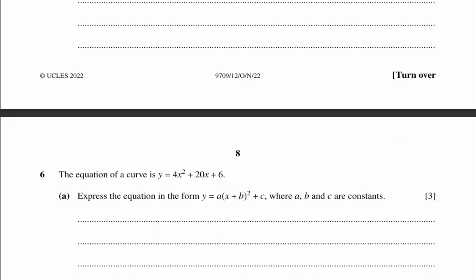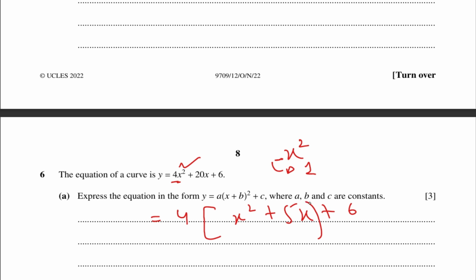The next question is, the equation of a curve is y equals 4x square plus 20x plus 6. Express the equation in the form a(x plus b) square plus c. So all we have to do is to take a common first of all, because whenever we are going to solve a quadratic expression, we should separate this coefficient, and the coefficient must always be 1. So here it is already 4, so we will take out 4 common, and we will be left with x square plus 5x plus 6 over 4.